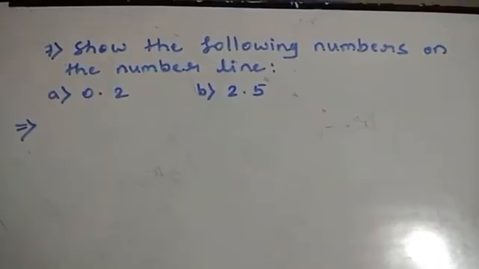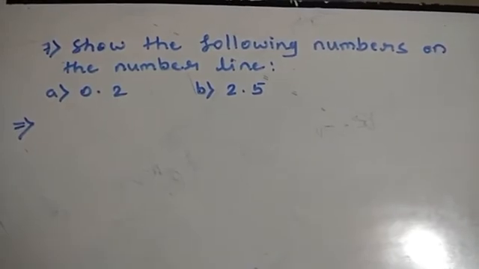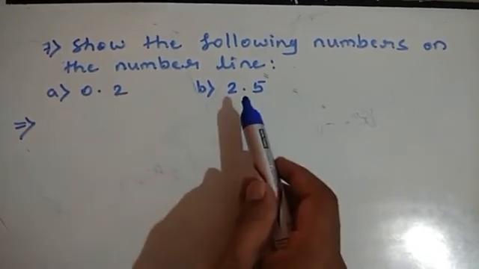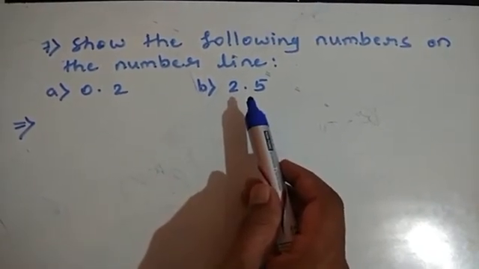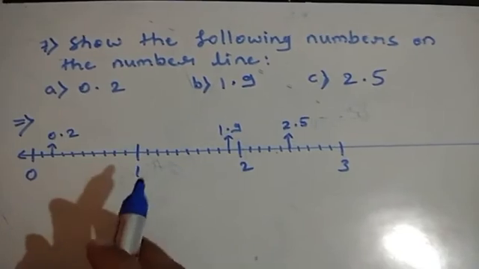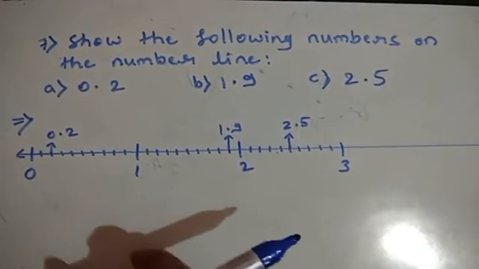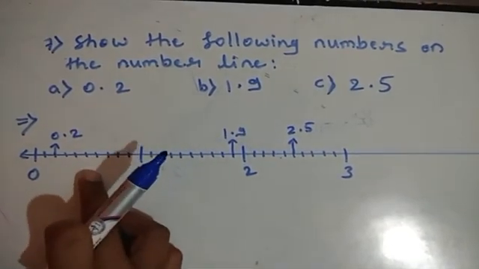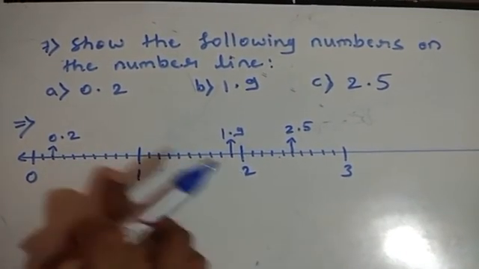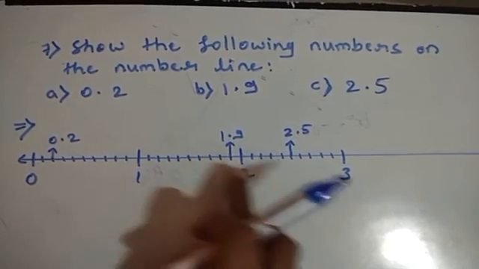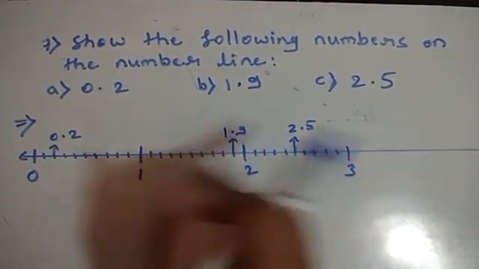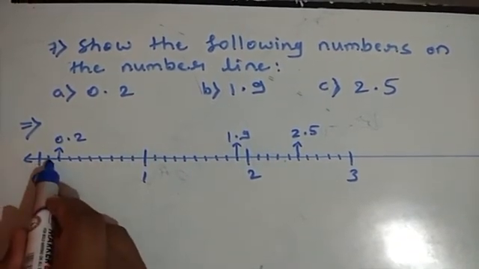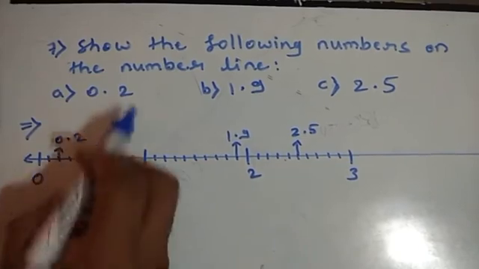Next question is, show the following numbers on the number line. Now these two examples we can see here, 0.2 and 2.5 we are going to show on the number line. First draw a number line, and a part between any two numbers divide into 10 equal parts. Means from 0 to 1 into 10 equal parts, 1 to 2 10 equal parts, and 2 to 3 10 equal parts. Now we are going to represent 0.2. See here we have 0, then 0.1, then 0.2. Here we will get 0.2, the required first number.